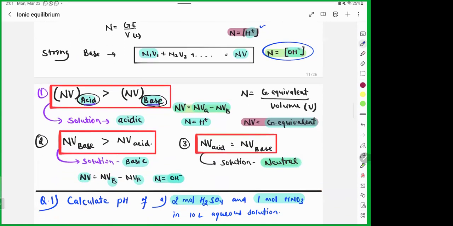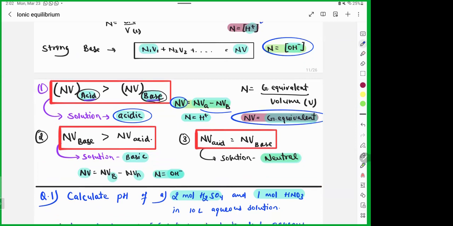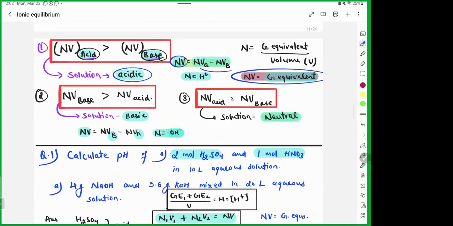If acid is more than base, then you know solution will be acidic, and net overall gram equivalent of the solution will be equal to acid minus base. Correct? And NV is representing gram equivalent. Remember, if you already know this topic, only then you will enjoy and see that it is a quick revision. Otherwise, you will realize that we are simply reading, nothing else. It won't be beneficial.